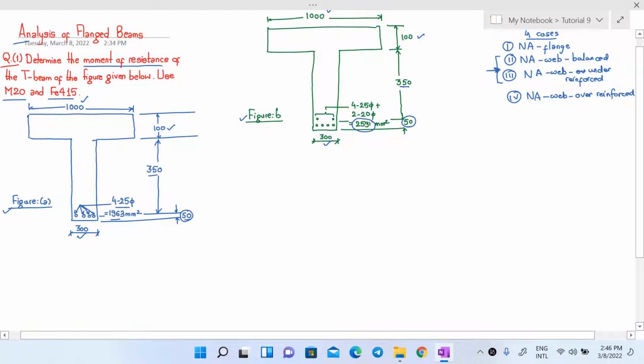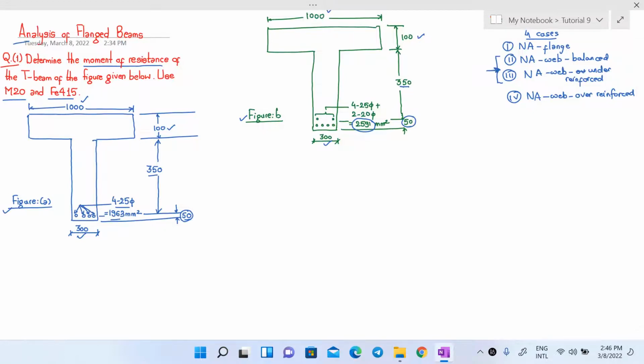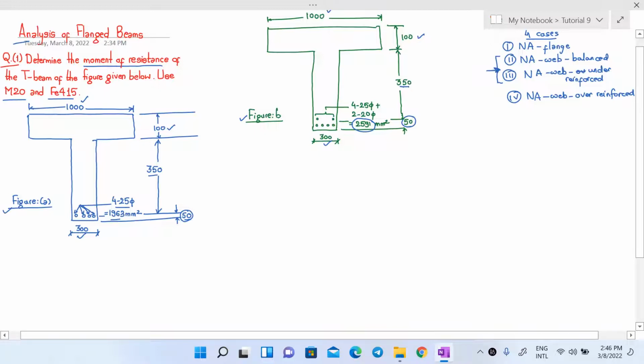But for now, let us start with the numerical solution to this numerical problem. You can see that the first step in these numericals is to determine the depth of neutral axis from the top portion of this T-beam, from this portion here. Since determining the depth of neutral axis will let us know where the neutral axis lies, either in the flange or in the web. So our first step will be the same here. Our step 1 will be to determine the depth of the neutral axis, that is xu.